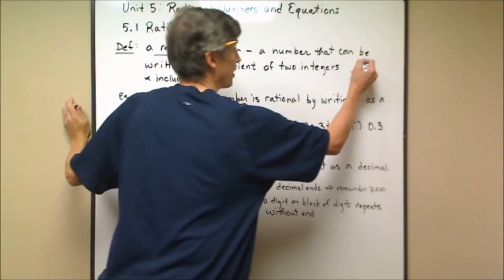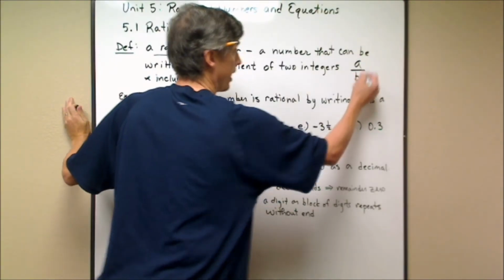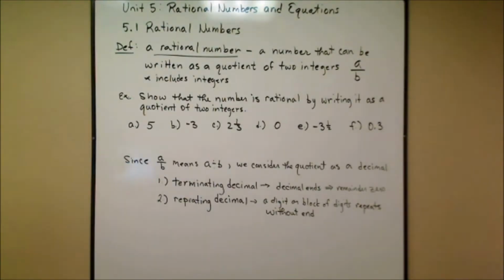A lot of times we think of it as a over b, where a and b are both integers, and b is not equal to 0, because you can't have a division of 0. So even though it's considered division, we're used to them as fractions. Rational numbers and fractions kind of mean the same thing to the everyday student.